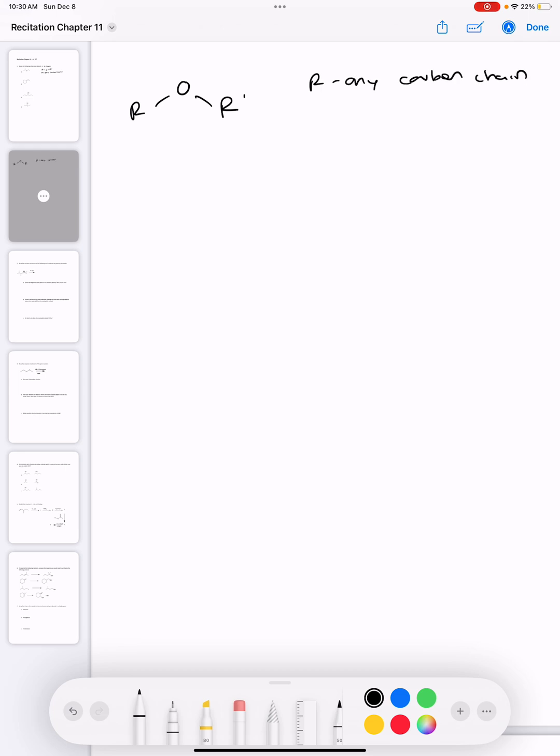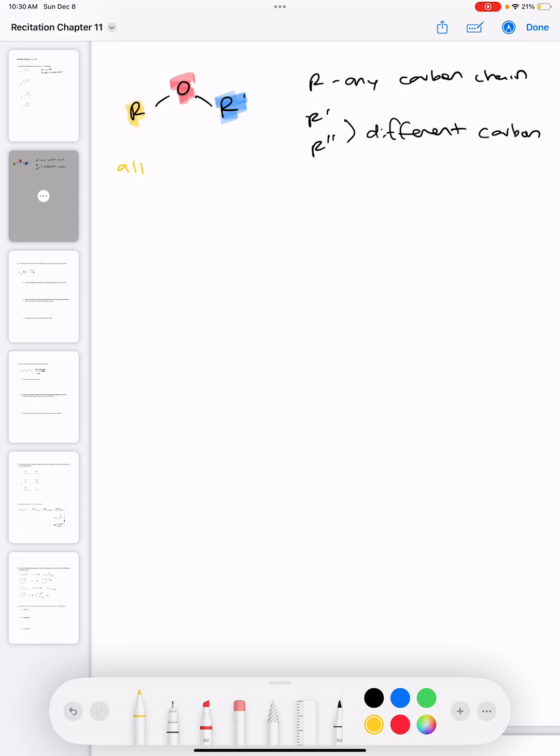And sometimes you'll see R prime or R double prime, and those mean a different carbon chain. So it doesn't have to be the same carbon chain. Sometimes it just helps to keep track of what's going on. But if I was going to name this the common way, I would name first the R, then the R prime, whichever one's smaller, and then I would add in the oxygen by just saying ether. So I would name whatever the R group is.